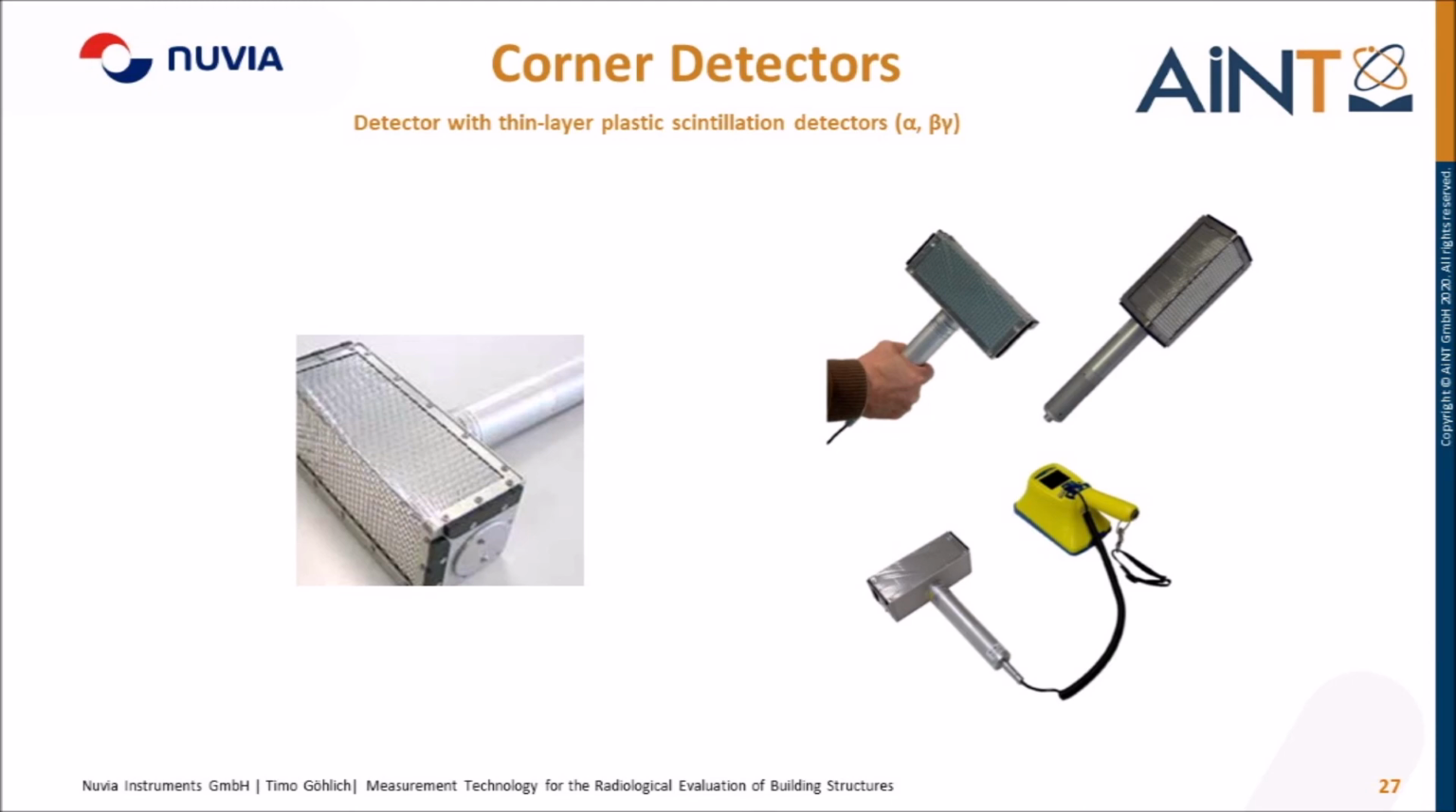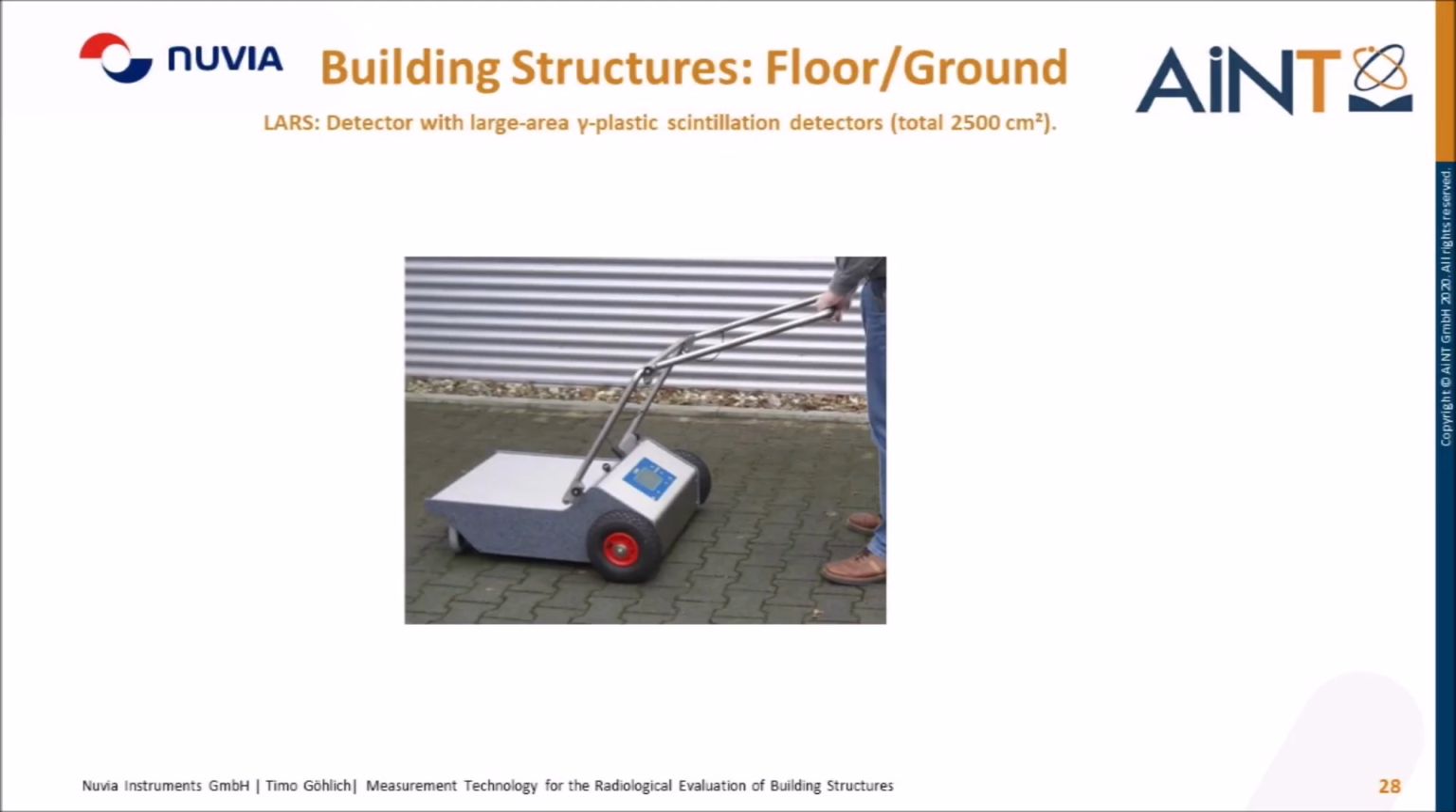This is about floors, both indoors and outdoors. The measuring system is called LARS, Large Area Radiation Scanner. Here we use the combination of a speed meter with 2 large plastic scintillation detectors to detect even the smallest contaminations in outdoor areas or in outside areas. As the name suggests, the system is ideal for checking really large areas in a short time.